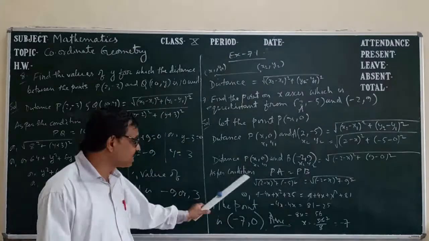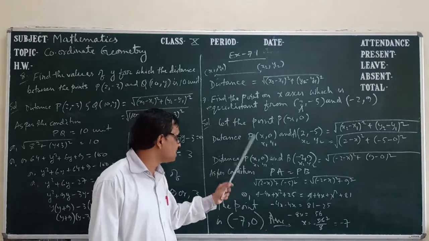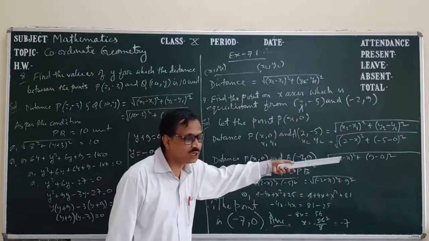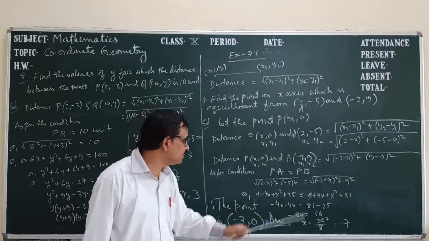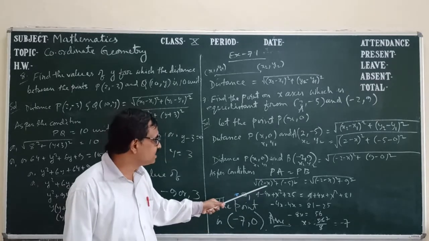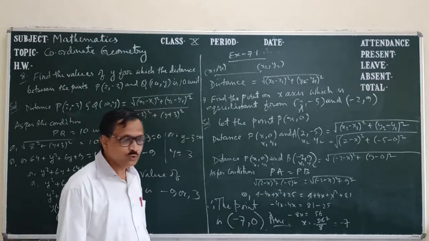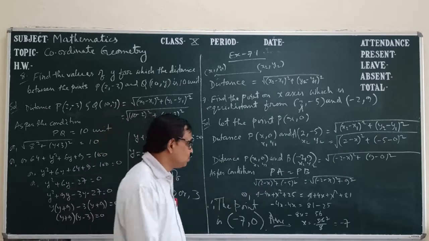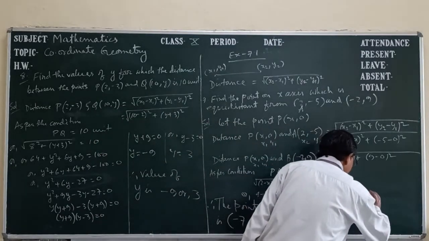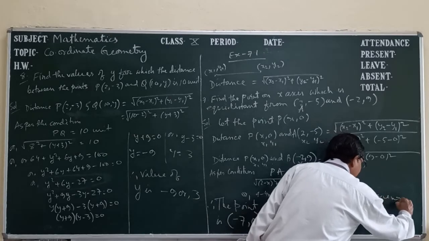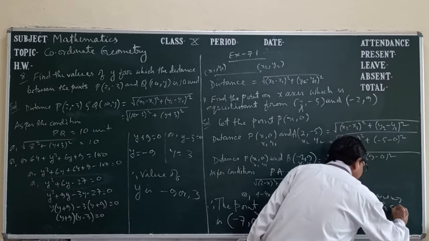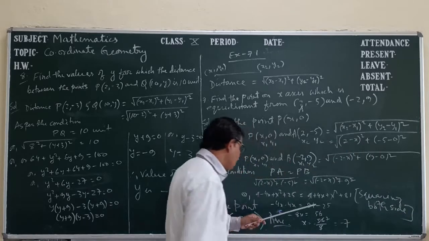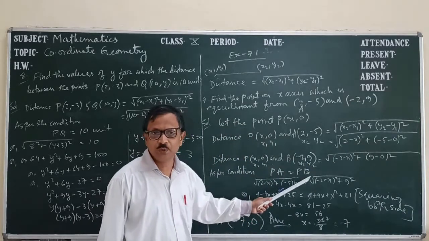But as per the condition given, equidistant means these two distances PA and PB are equal. PA is equal to PB. So now if you do the squaring on both sides, after squaring both sides, the root will be removed.